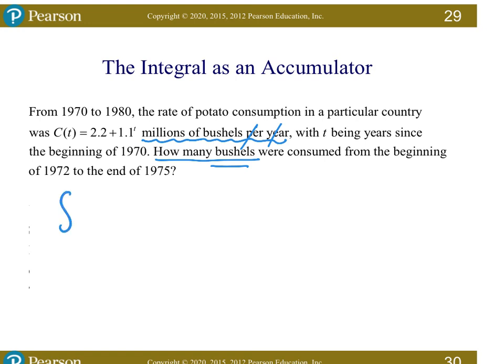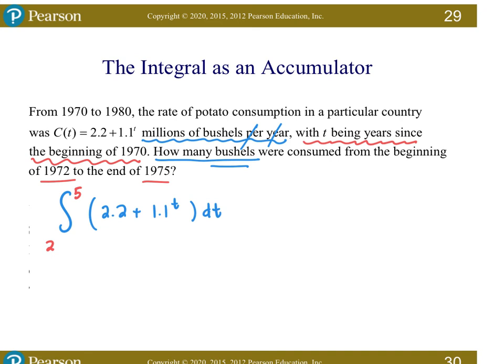So our integral is going to be the equation 2.2 plus 1.1 to the t dt. Why is it dt? Because we're talking about time. And then what are my bounds? Well, I'm given 1972 to 1975, but I don't use 1972 down here because I only have to measure t as the number of years since the beginning of 1970. So I'm only going to be using the 2, which means the upper bound is 5.